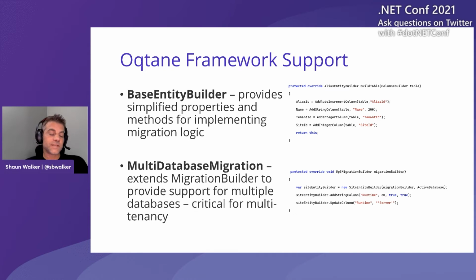But so we have a base entity builder class, which makes it very simple to define a new entity, which will be provisioned in your database. And then we have a multi-database migration class as well, which extends the migration builder, which is part of EF Core, and provides some additional support for dealing with multiple databases. This is especially critical for our multi-tenancy capabilities that we have in Octane.